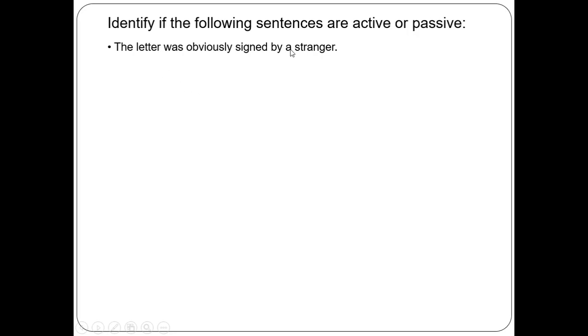The letter was obviously signed by a stranger. In this construction, what we'd like to emphasize is the letter and not the stranger who did the signing. So if you want to change this to the active voice, then you can say, the stranger obviously signed the letter. It's a matter of rearranging the constituents. The gates in front of the embassy were closed each night. So that's the passive voice over there. Were closed. That's the object, the gates in front of the embassy. This is the adverbial time phrase, each night.